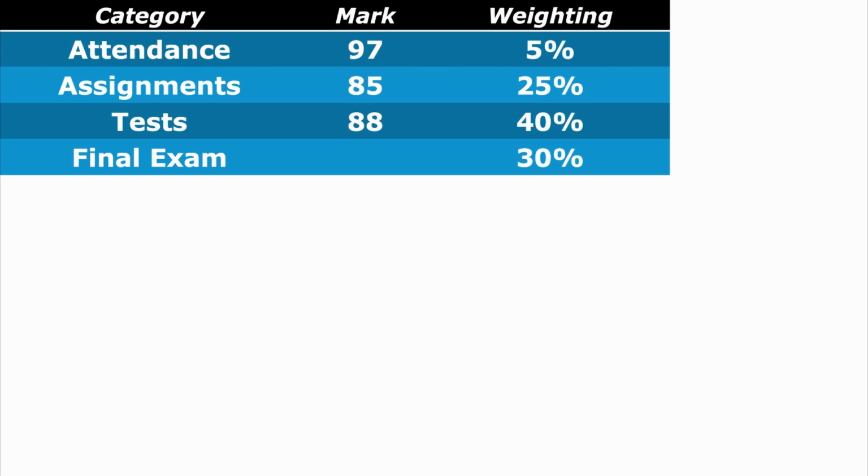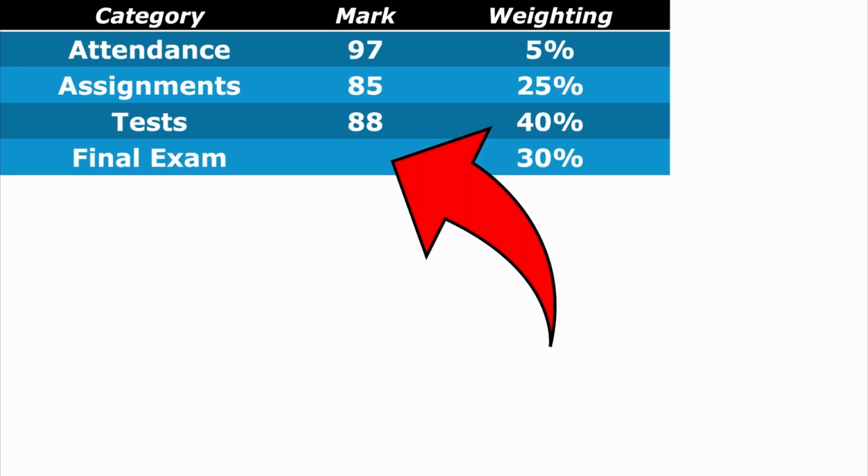Here you can see the breakdown of a particular student's grade, and you can see it's organized by category, their mark, and then the weighting, or how much it was worth of their final grade. So for example, you can see that for attendance, they got a 97, and that was worth 5% of their total grade. For assignments, they got an 85, and that was worth 25% of their final grade. And for their unit tests, they got a mark of 88, and it's worth 40% of their final grade.